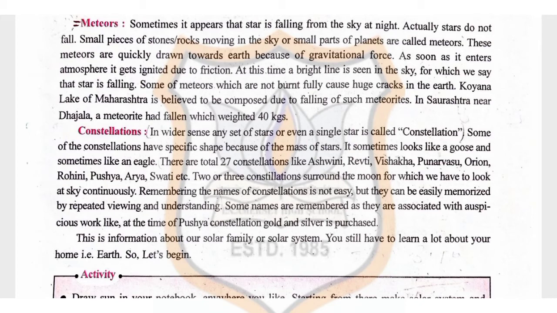Some of the meteors which are not burnt fully cause huge cracks in the earth. Koyna Lake of Maharashtra is believed to be formed due to the falling of such meteorites. In Saurashtra near Dhajala, a meteorite had fallen which weighed 40 kgs.